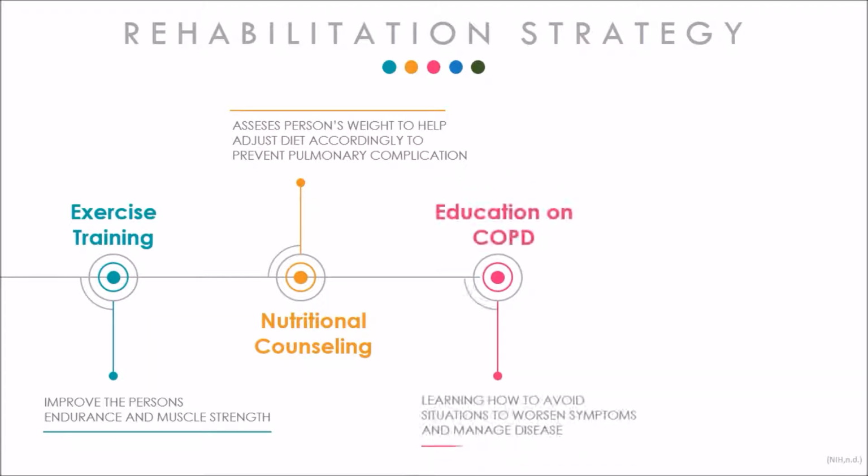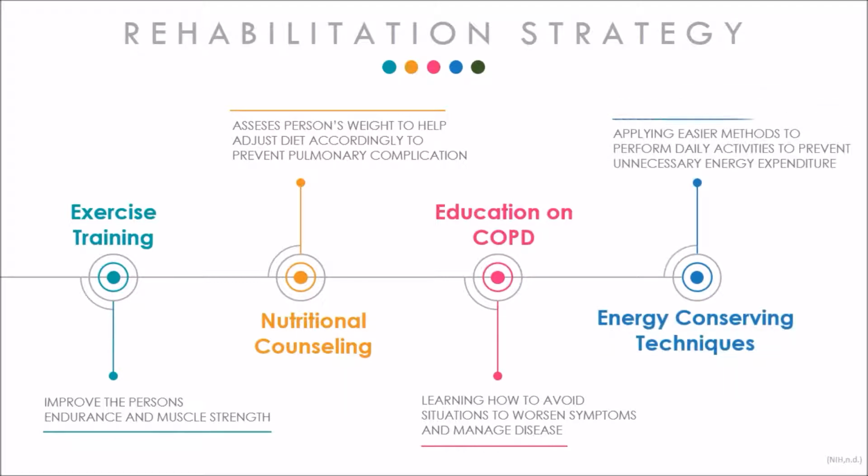Nutrition counseling. This assesses the person's body weight to implement a therapy regime. This is important because if you're overweight, fat around your muscle can push up against your diaphragm, giving the lungs less room to expand during breathing. One of the consequences of COPD is muscle wasting. So if you're underweight, you can lose muscle mass, which can weaken the diaphragm, making breathing difficult.